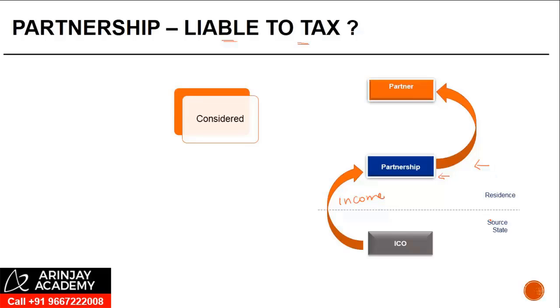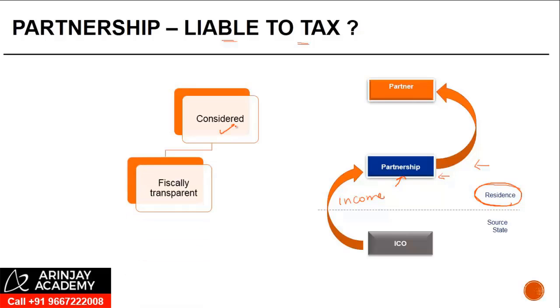When we look at the tax rules of the country of residence, a partnership firm may be considered as fiscally transparent. Now what this means is, suppose $100 were paid by the Indian company to the partnership firm, this is not going to be taxed in the hands of the partnership firm. Instead of this, it is going to be seen who are the partners. Suppose there are two partners, A and B, and they share the profits and losses equally. So A gets $50, B gets $50.